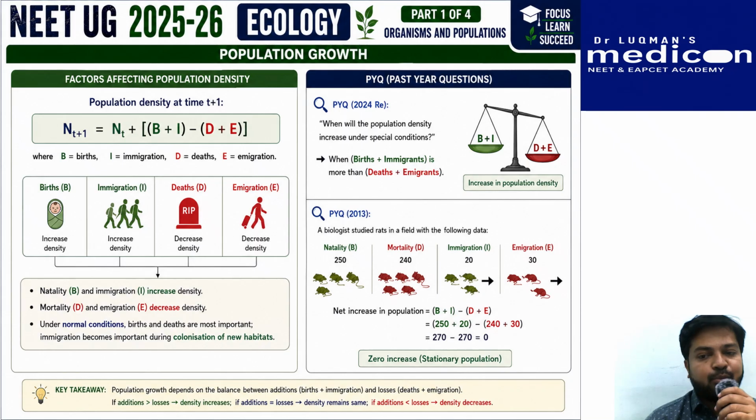Key takeaway, the important statement based questions are asked from here: population growth depends on the balance between additions, that is births plus immigration, and losses, that is deaths plus emigration. It has to have a balance. If additions are more than the losses, then density increases. If additions are equal to the losses, then density remains the same. If additions are less than the losses, then the density decreases.